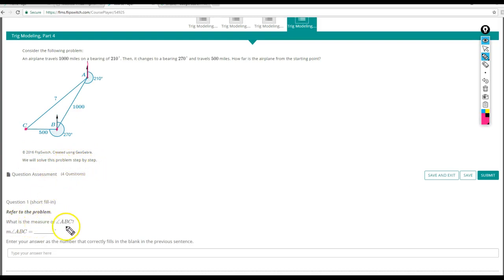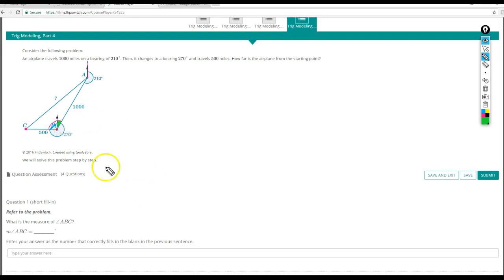So what is the measure of angle ABC? So from A to B to C, they want to know this total angle. And if we notice, this angle is made up of two parts. It's made up of this portion, and it is also made up of this portion right here.